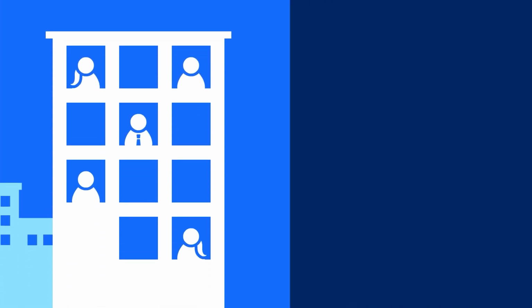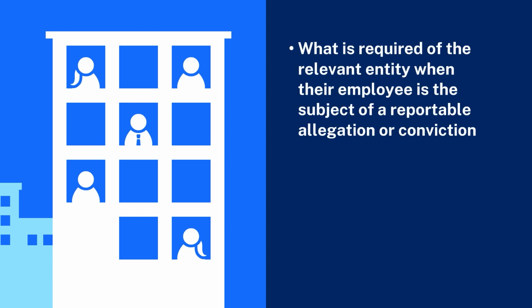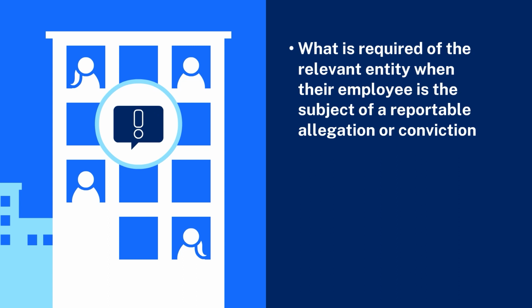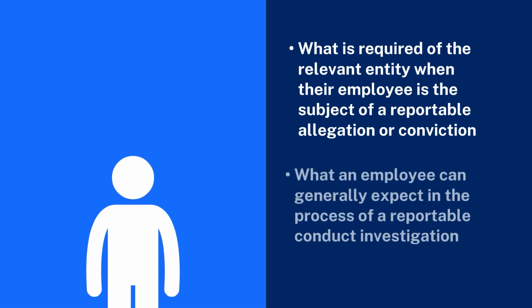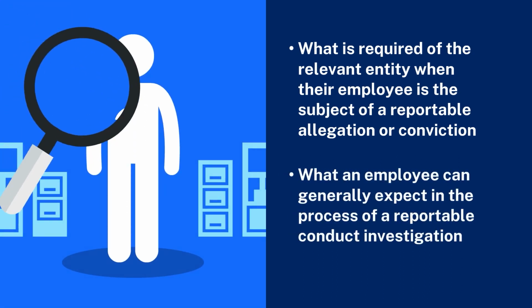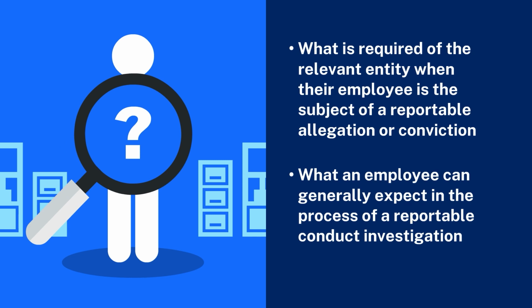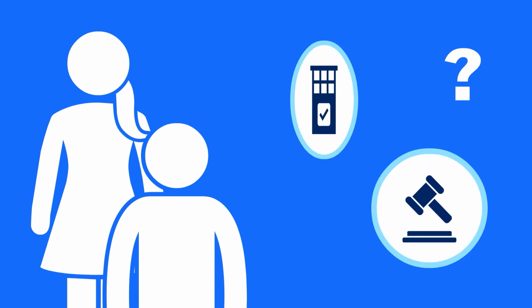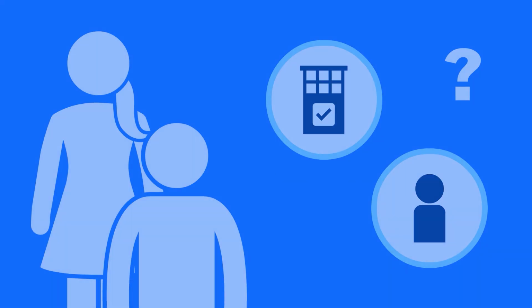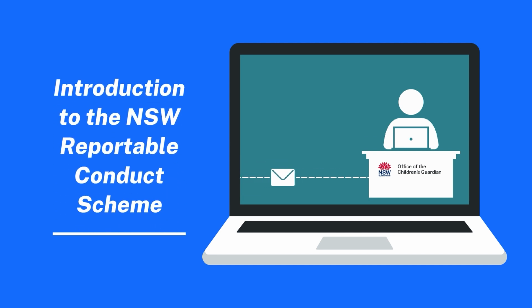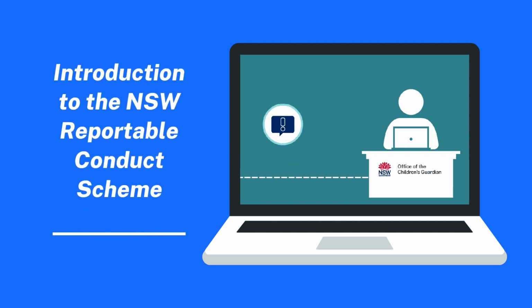This video is to inform employees about what is required of the relevant entity when their employee is the subject of a reportable allegation or conviction, and what an employee can generally expect in the process of a reportable conduct investigation. If you're new to the Reportable Conduct Scheme and need some more information about the definitions of reportable allegations and convictions, relevant entities and employees, please start by watching our video, Introduction to the Reportable Conduct Scheme.